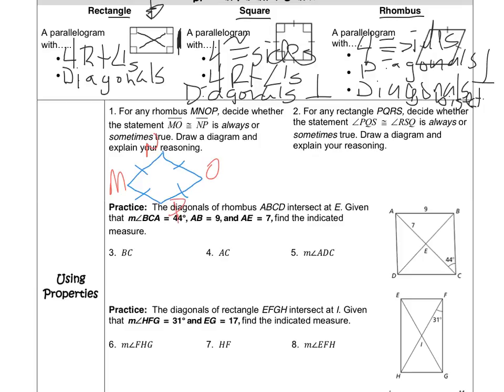And so when we look at this, they're talking about MO being congruent to NP. Well, those are the 2 diagonals, but remember, we didn't say anything about the angles. The only way that these diagonals will be congruent is if all 4 of the angles are congruent. In other words, for this statement to be true all the time, our rhombus would also have to be a square. That means these angles here would have to be right angles, and they're not. So this is a sometimes.